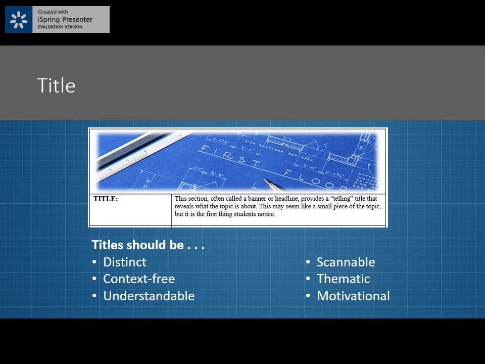Now, the title section, often called the banner or headline, provides a telling title that reveals what the topic is about. This may seem like a small piece of the topic, but it is the first thing that students notice. According to Horton, the title announces the topic to the world and makes promises on its behalf. It tells the students, if you take this topic, you will gain the knowledge and skills that the title implies.